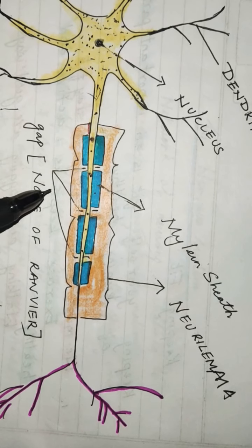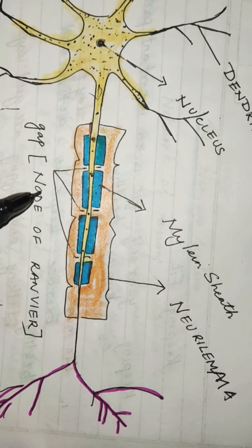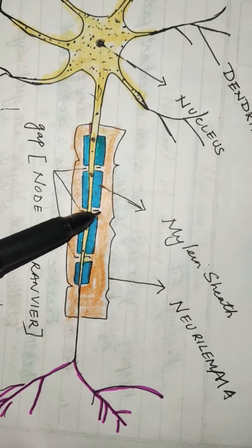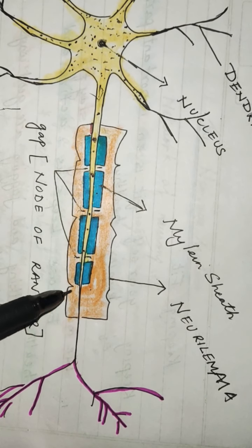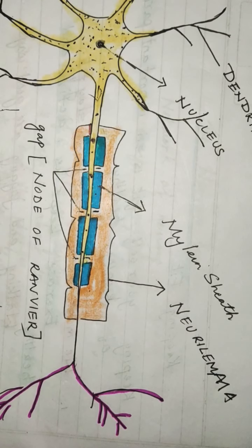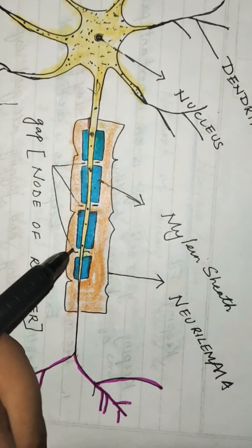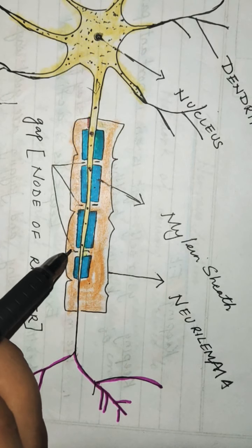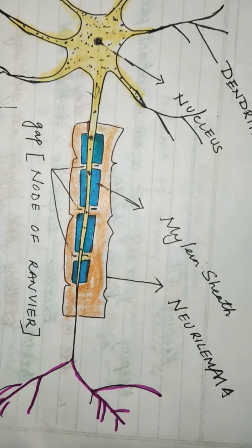Next one is node of Ranvier. Over here you can see the myelin sheath, and there's a small gap over there. The gap area of the axon which helps in the movement of impulse is the node of Ranvier. So this helps in the movement of impulse. So that is node of Ranvier.